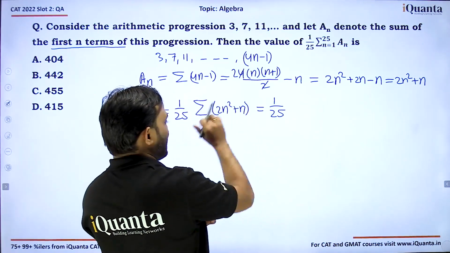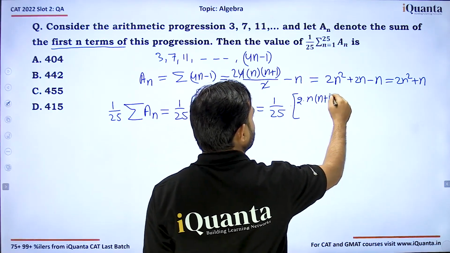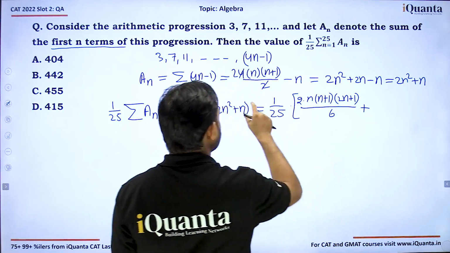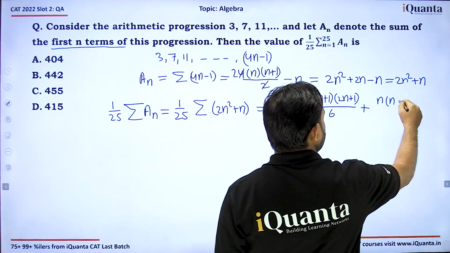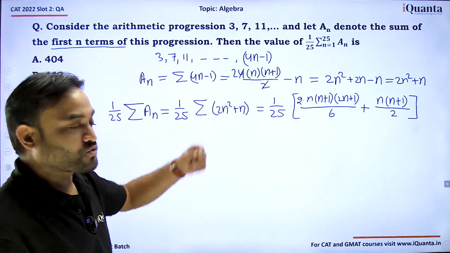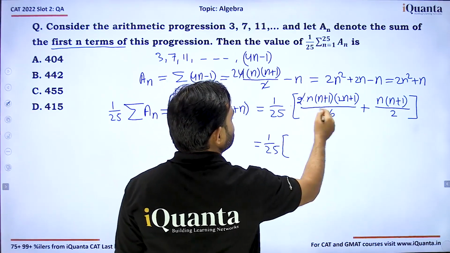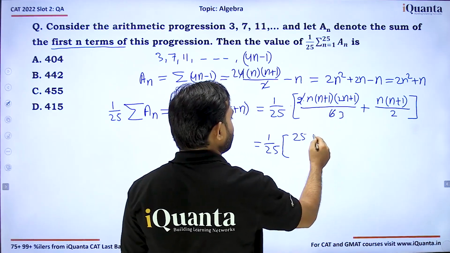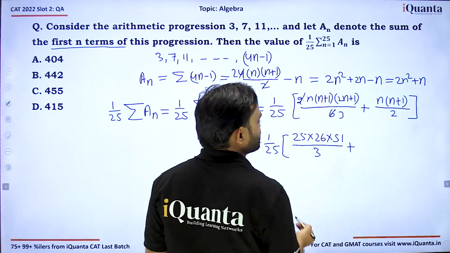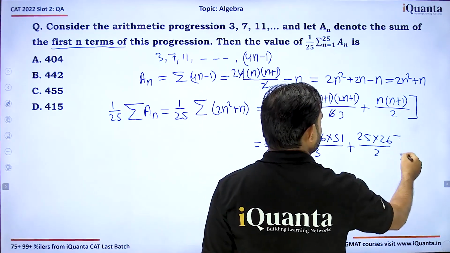Now the summation of n square is nothing but n into n plus 1, 2n plus 1 upon 6, and the summation of n is n into n plus 1 upon 2. Now we can put n is equal to 25 here, and what do we get? 1 by 25 times, this is 3 times, so this will be 25 into 26 into 51 divided by 3 plus 25 into 26 divided by 2.